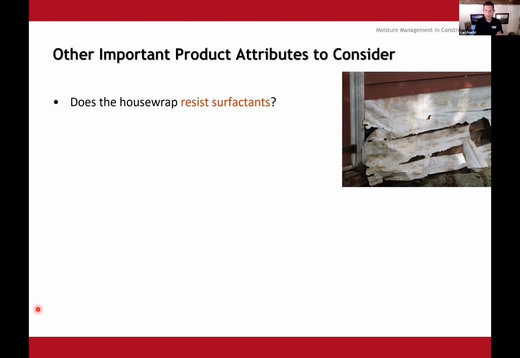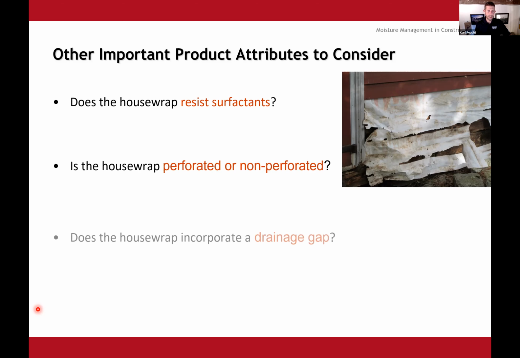So this picture on the right here shows an older project. It was a reside project where they took off the original cladding, and the house wrap had pretty much disintegrated, right? And that's because the house wrap was not surfactant resistant. So maybe that's the word of the day for us, surfactants, but it's important to make sure that we address that. We're not really using too many perforated house wraps anymore these days.